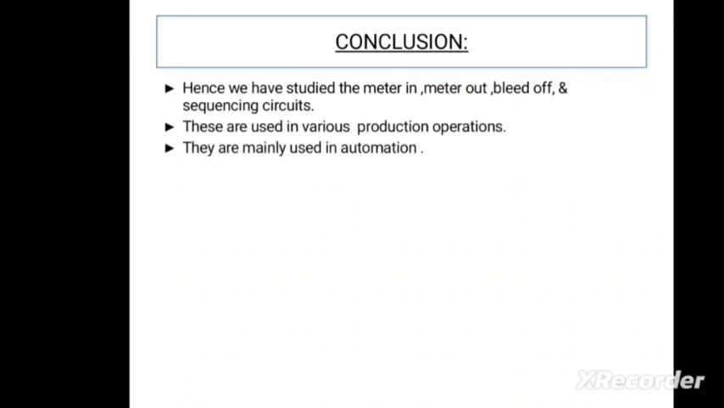Finally we come to a conclusion: we have studied the metering in, metering out, bleed off and sequencing circuits. These are used in various production operations and are mainly used in automation. Hope you understand the topic of metering in, metering out, bleed off and sequencing circuits.